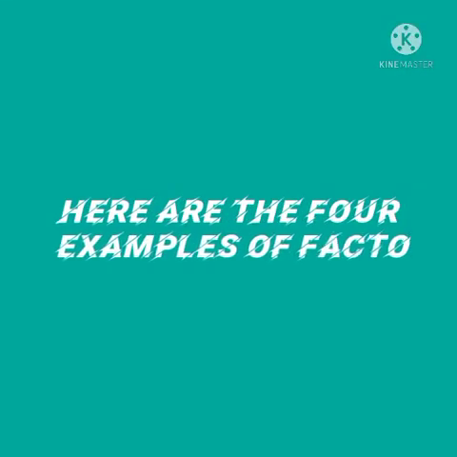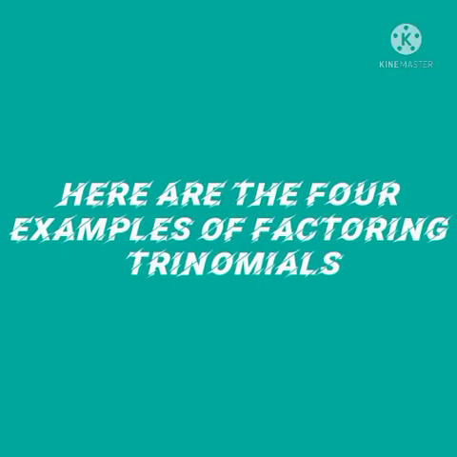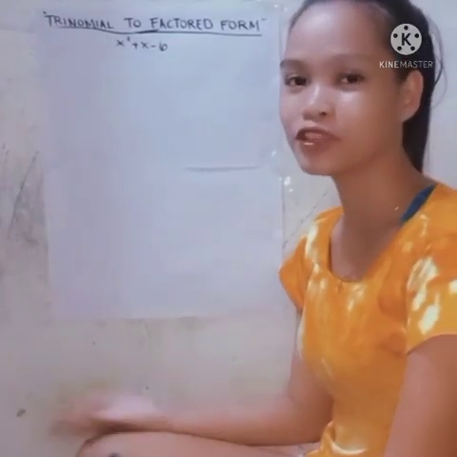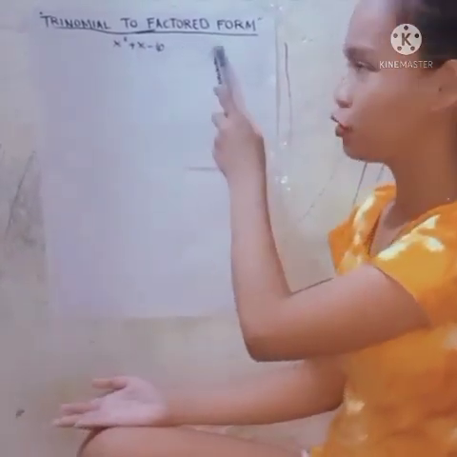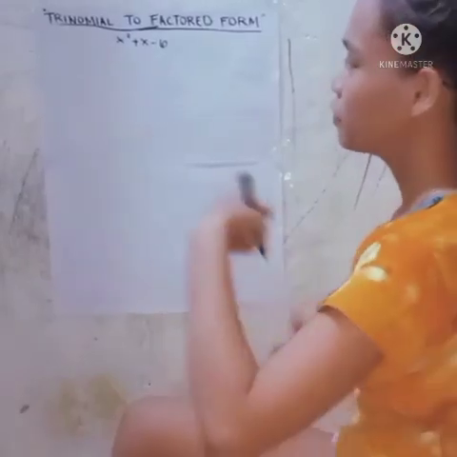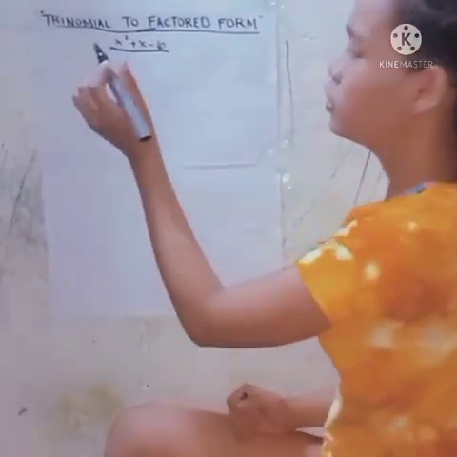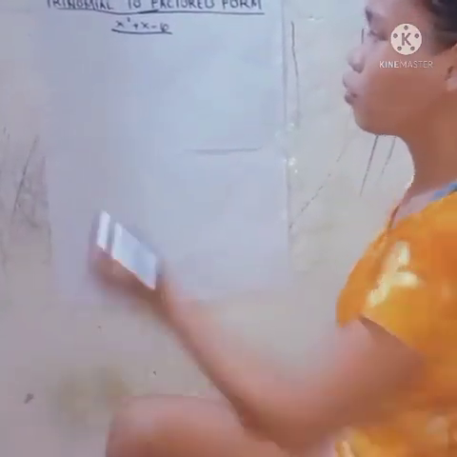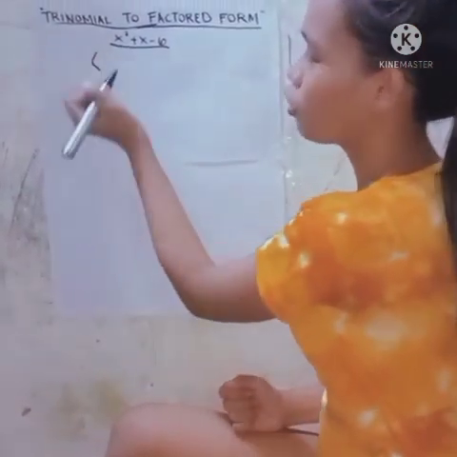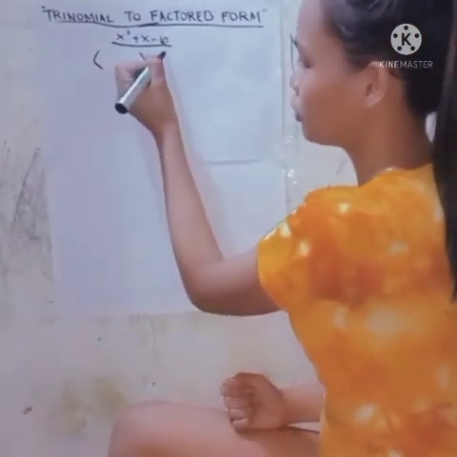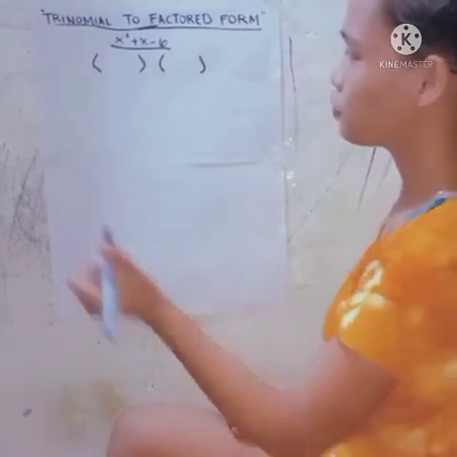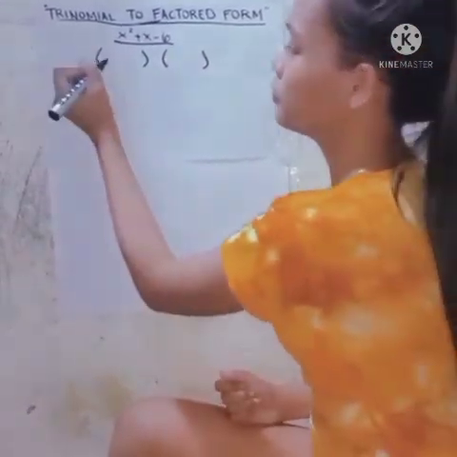Here are the 4 examples of factoring trinomials. Good day everyone, our topic for today is trinomial to factored form. So, this is the trinomial. You break down x squared. Open parenthesis and close parenthesis, two of them. So, x squared is what you break down.